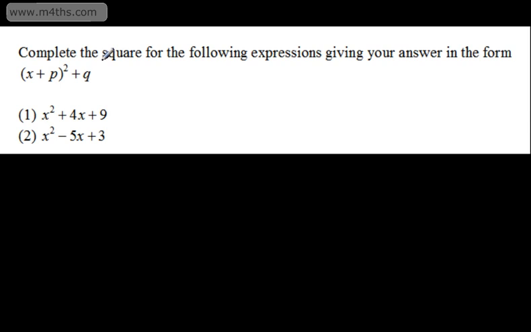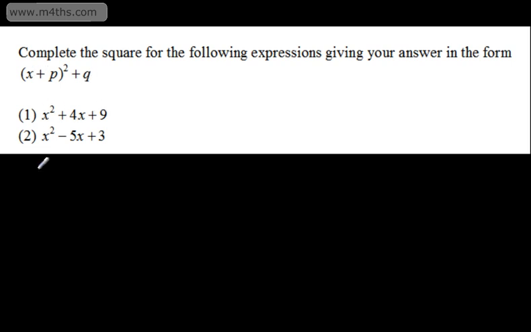So let's start off. We're asked to complete the square for the following expressions, giving our answer in the form x plus p all squared plus q. So this is the completed square form. When the coefficient of the term in x squared is 1, we can simply apply this particular approach. When we're completing the square, we need to ensure that the coefficient, so this number right here, is positive 1.